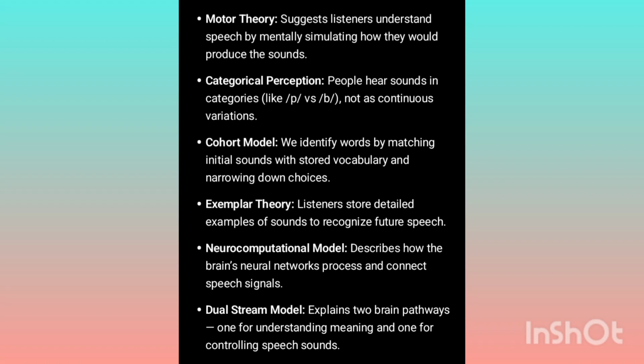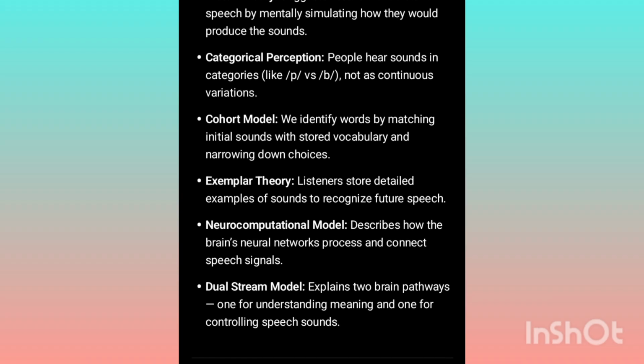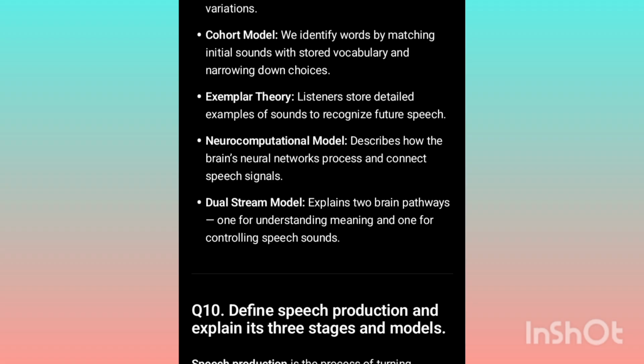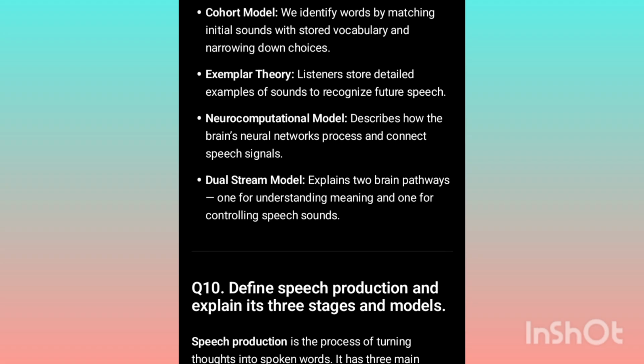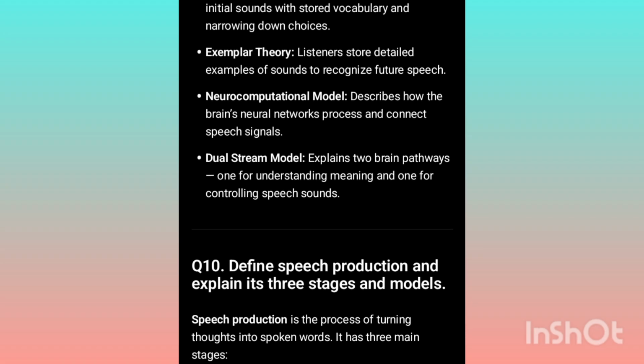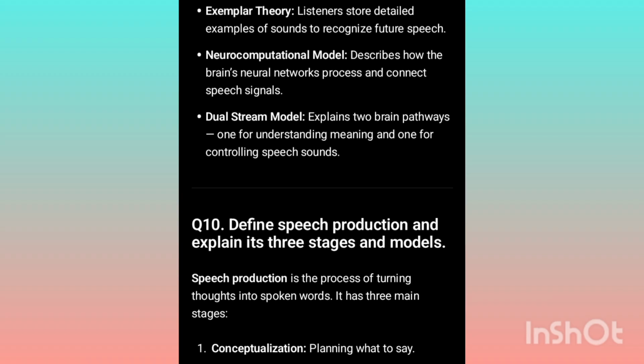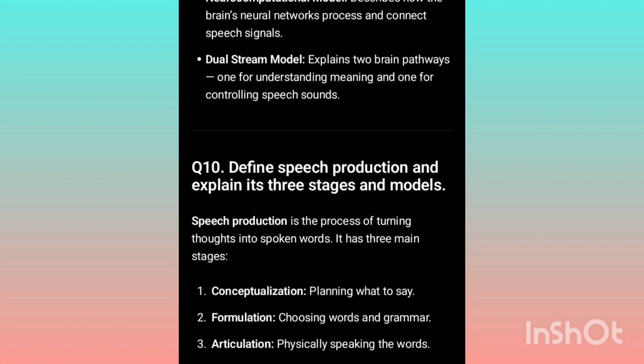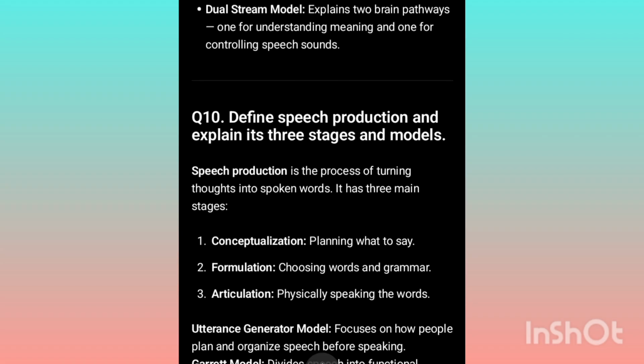Categorical perception. People hear sounds in categories, like P versus B, not as continuous variations. Cohort model. We identify words by matching initial sounds with stored vocabulary and narrowing down choices. Exemplar theory. Listeners store detailed examples of sounds to recognize future speech. Neurocomputational model describes how the brain's neural networks process and connect speech signals. Dual stream model explains two brain pathways, one for understanding meaning and one for controlling speech sounds.